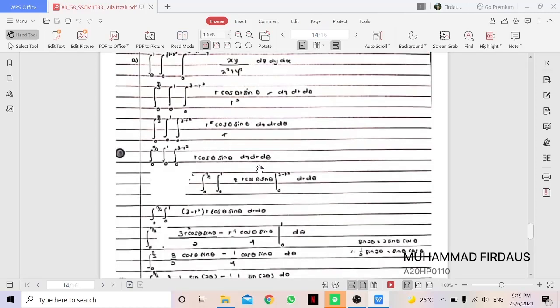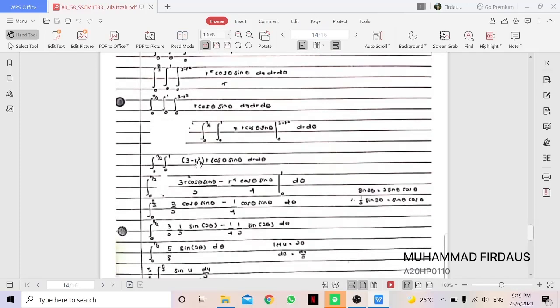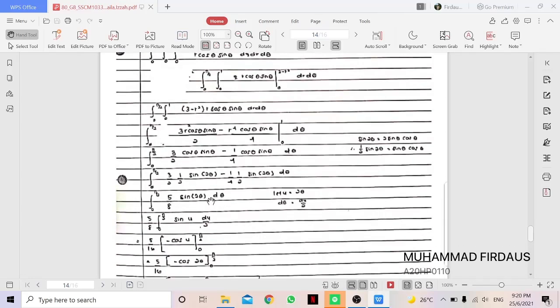Then we integrate with respect to dz and we get z r cos theta sin theta, and we use the value and we get in the bracket 3 minus r squared, r cos theta sin theta. Then we integrate with respect to dr and we get 3r squared cos theta sin theta over 2 minus r to the power of 4 cos theta sin theta over 4. And then we use the values 1 and 0 for the limits of dr.